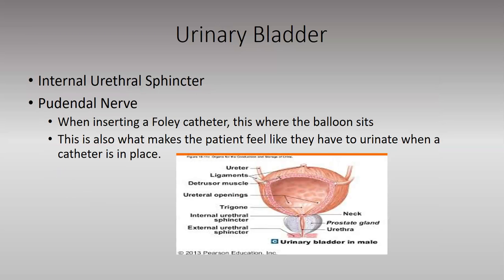So here's a slide on the urinary bladder. It's an internal urethral sphincter. The pudendal nerve, and the reason why I put this in here is because your patients who have Foley's placed, that balloon that is used to anchor that Foley will sit right at that nerve, which is at the base of the bladder. So if you have patients who have a Foley catheter and say, oh my gosh, I have to pee, I have to pee, I have to pee, well, it's because that nerve is being aggravated by that balloon. So the best thing you really can do is just keep telling them that it's because of the balloon, and there's not much you really can do about it.